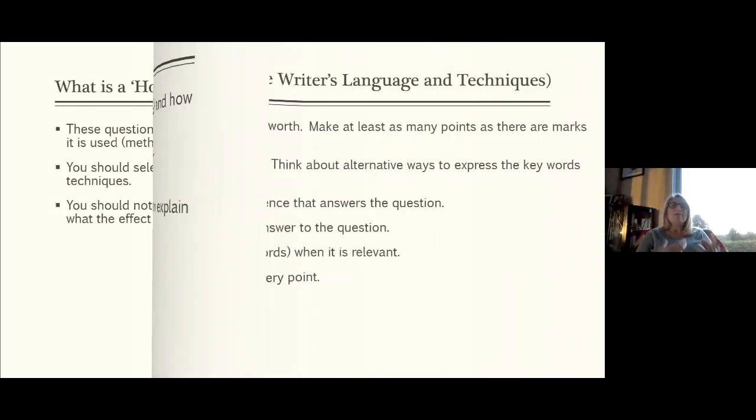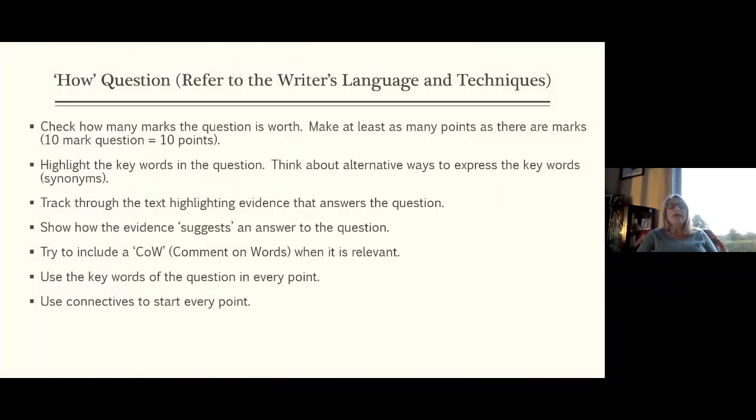Okay, so again, we look at the text, so check how many marks the question is worth. So normally a how question would be 10 marks, but I have seen how questions that are perhaps 5 marks. So however many marks the question is, that's however many points you need. Highlight the keywords in the question, so think about alternative ways to express the keywords, your synonyms there. Track through the text, highlighting evidence that answers the question again. Show how the evidence suggests an answer to the question.